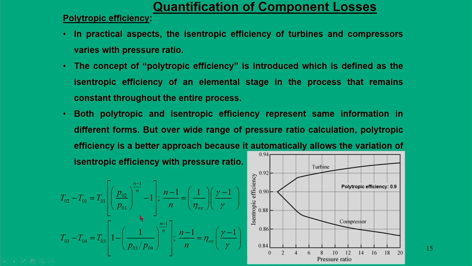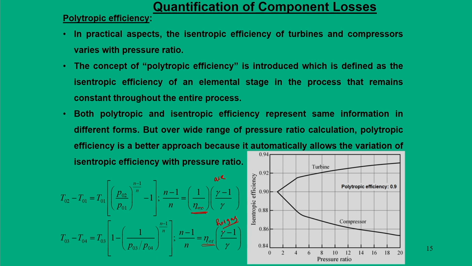If you look at these expressions, the only difference is that instead of gamma, we represent that parameter as an exponential parameter n minus 1 by n, and that n minus 1 by n is defined in terms of polytropic efficiency, eta infinity C. Eta infinity C means polytropic efficiency, C stands for compressor. Similarly, eta infinity T is the polytropic efficiency for turbines. And of course, when you say compressor, it is for air, and when you say turbine, it is for hot gas.